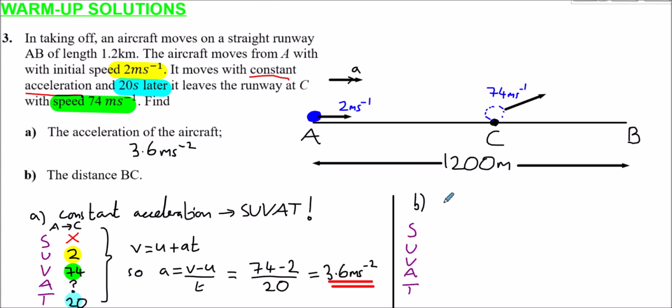So I mean to say from A to C. So again, this is just for A to C. If we work out the distance from A to C, we can therefore work out the distance from C to B. So let's try and work out what the displacement is, the distance from A to C. Again, we knew U was 2, V is 74. We've just worked out the acceleration from part A, it was 3.6. And the time we know is 20.